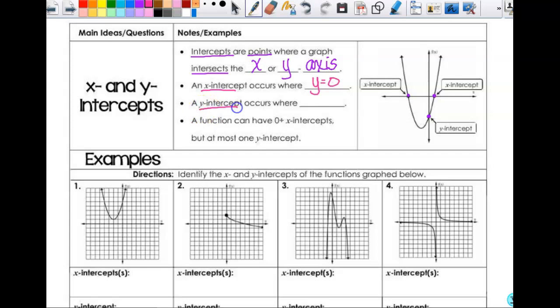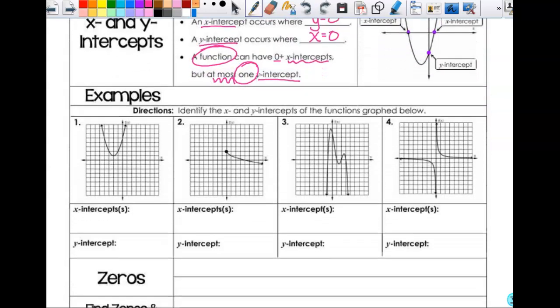And then a Y-intercept is on the Y-axis, and our vertical lines are X equals lines, and that's X equals 0. Okay? So a function, and we are talking purely about functions now, can have 0 plus X-intercepts. That means maybe I don't have any, maybe I have 1, maybe 2, maybe 20, maybe I have an infinite amount. There's all kinds of possibilities. But at most, 1 Y-intercept. If you have more than 1 Y-intercept, then you're not going to be a function, and we're talking about functions. So it doesn't have to have 1, but if it does, it can only have 1.